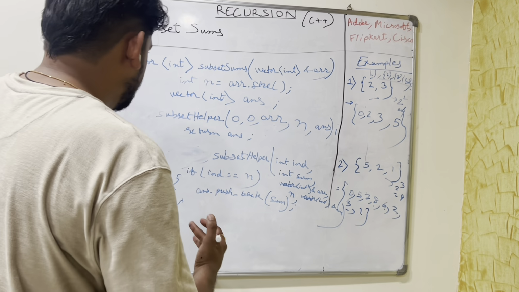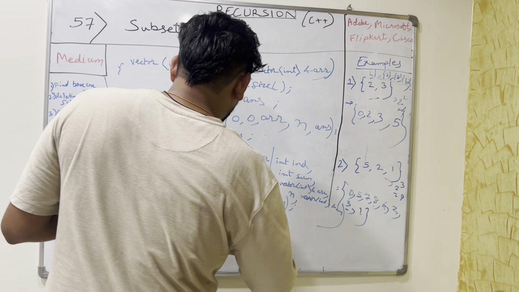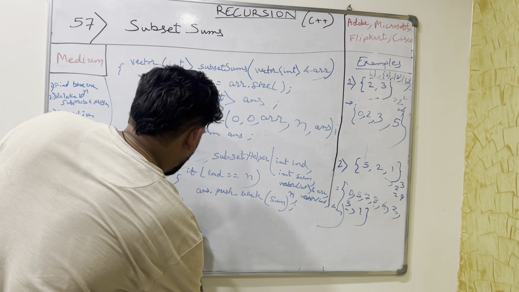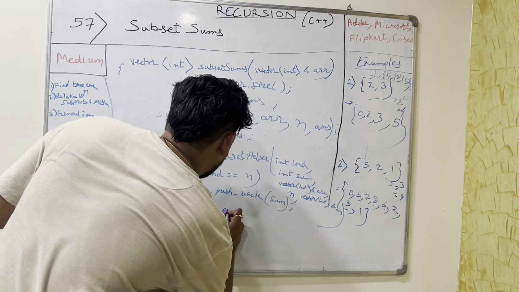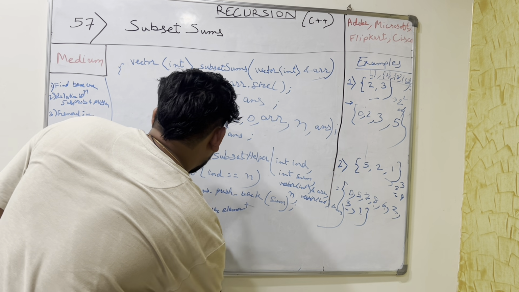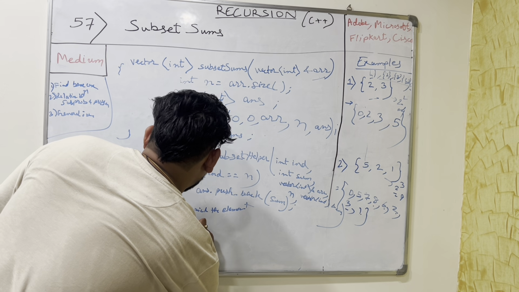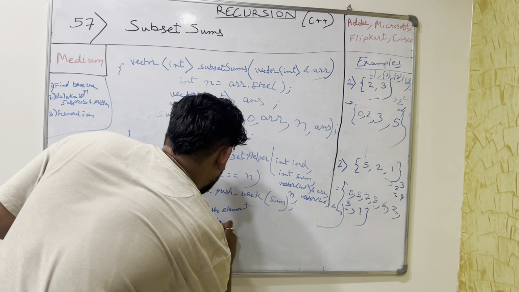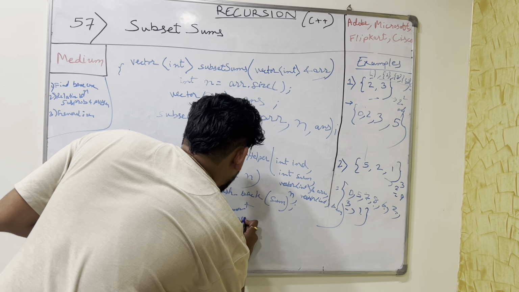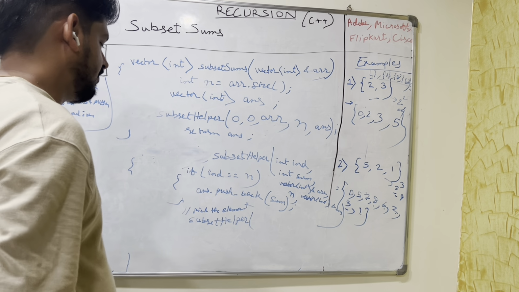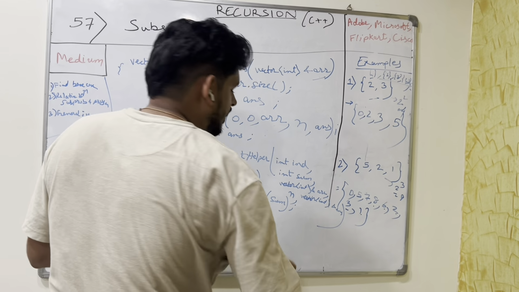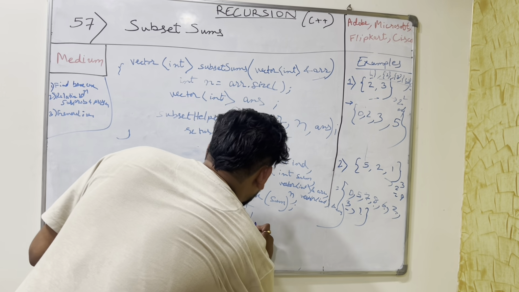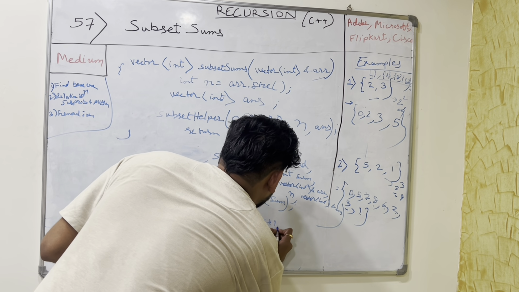So where can we pick it? We have this index, right? We will pick the element in the beginning. So how will we pick the element? I'll show you. We will call this function subset helper again. We have to call it. It's a recursive call, recursion, right? We are learning recursion. So in this one, we need to move forward, so index plus 1 we will do.